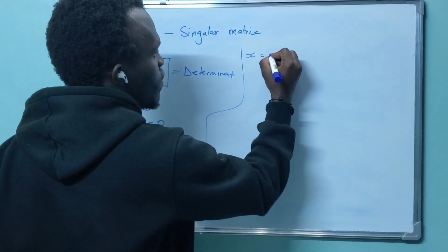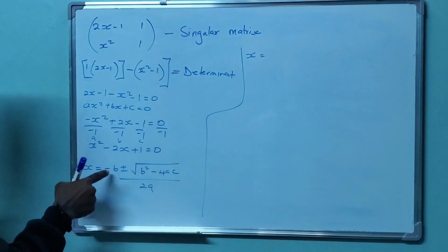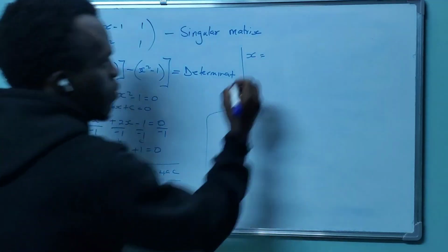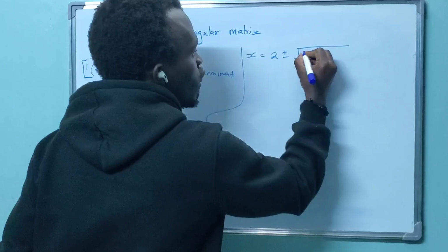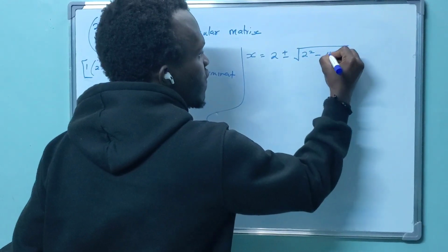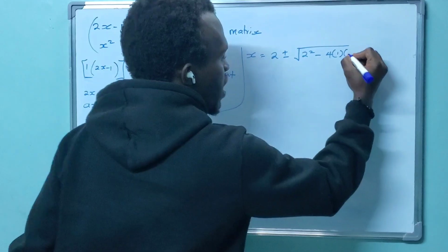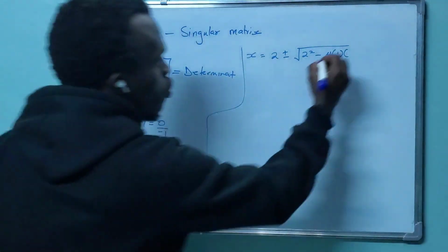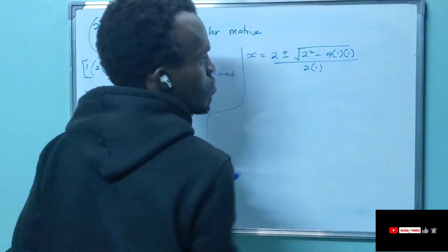So x equals negative b. Because my b is negative, that negative and the negative for the b are going to form a positive. So I'm going to have my negative b as 2 plus or minus the square root of b squared, which is 2 squared, minus 4 multiplied by a. My a is 1. Then multiplied by c. My c is also positive 1, over 2 into 1.